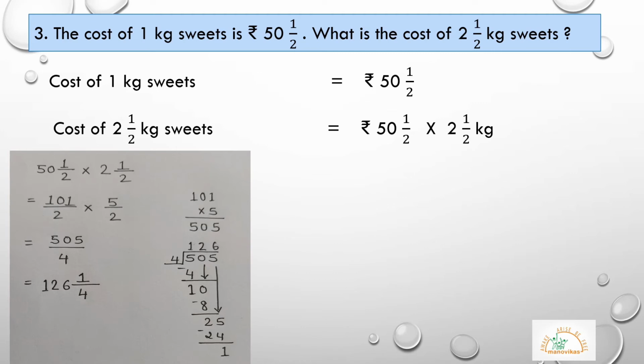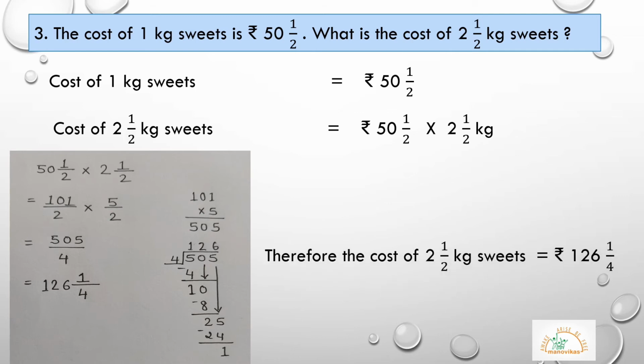Now since we cannot cancel any common factor here, we have to multiply 101 by 5, you get 505 upon 2 into 2, 4. Then divide 505 by 4, you will get 126 as a quotient, remainder is 1. I told you how to write it as a mixed number. So 126 will be your whole, 1 upon 4. Therefore the cost of 2.5 kilo sweets is equal to rupees 126 1/4.